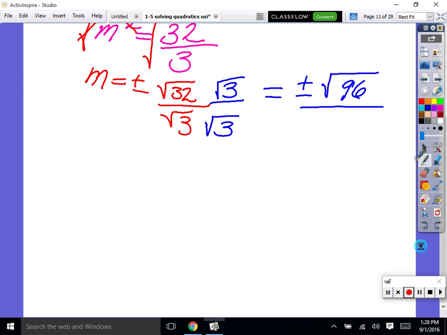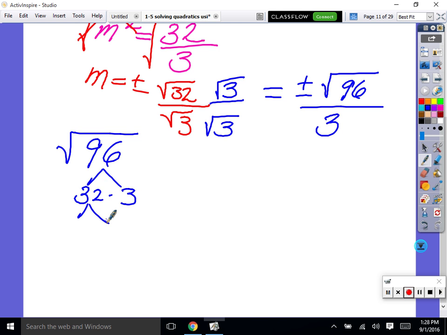Then you would check, does 96 break down? I don't think it does. It does? What does it break down into? 96, what are the factors? Oh, it does. What is it? What times what equals 96?